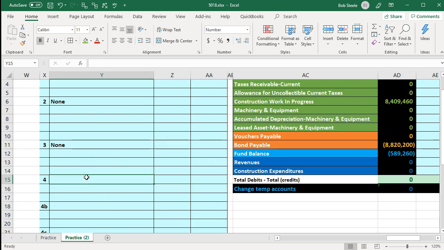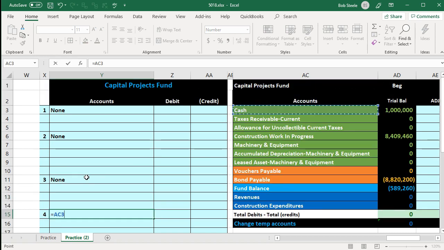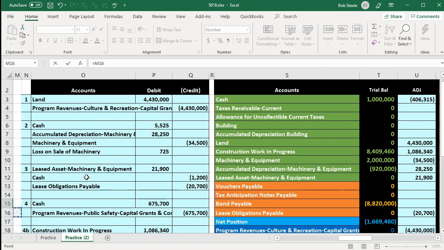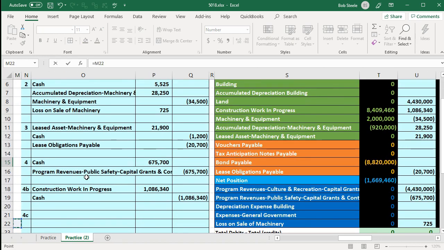We're going to record here as well the cash that was received from the grant. So cash is going to increase. So we're going to increase the cash in the capital projects fund. And the other side is going to be going to some type of revenue account. So revenue account, this is from the grant. We're going to say this is equal to, and we'll scroll back over and it's going to be the same type of transaction that we had in the government-wide activity.